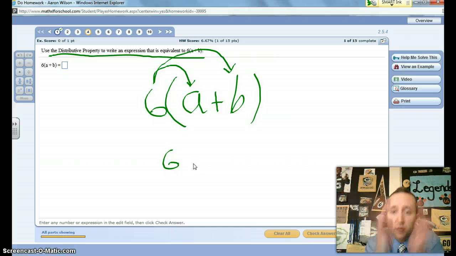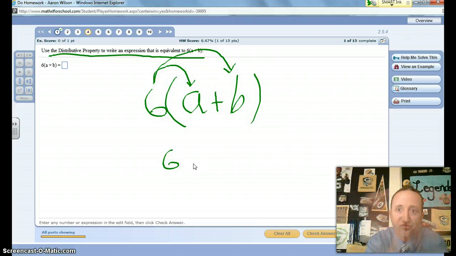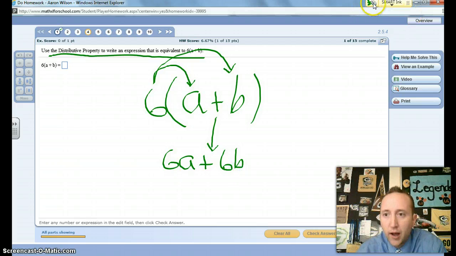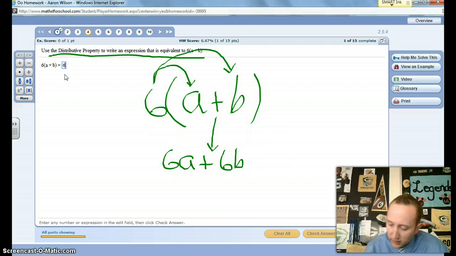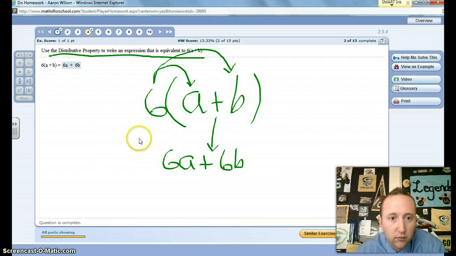6a, you just squish them together. Remember, a number times a letter or a variable is squished together. So it's just 6a. And then you bring down the addition sign. And then it's 6 times b, which is 6b. So I am going to type in the little box here, 6a plus 6b. Enter. Fantastic. That's correct. That's that simple. Then I'm going to click OK. And that was number 4.